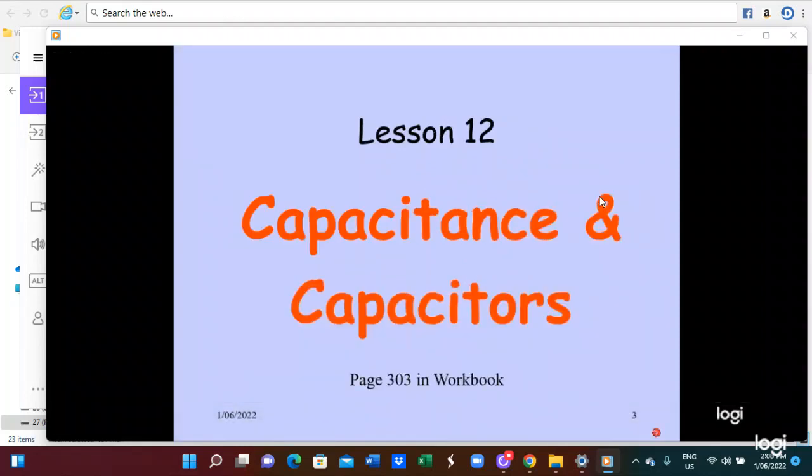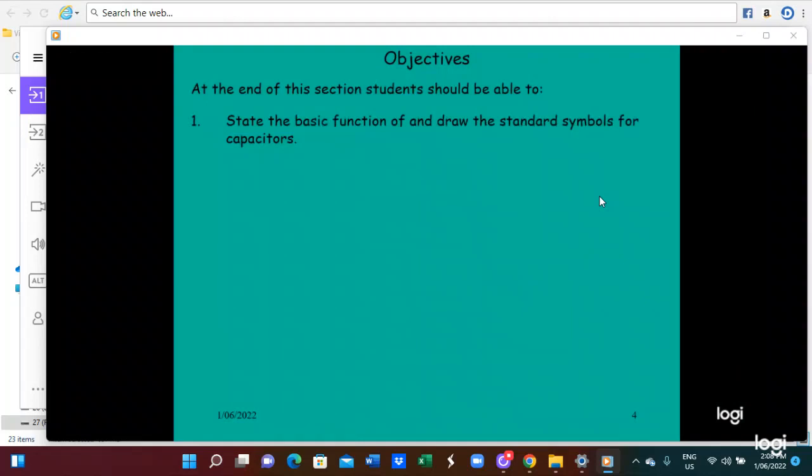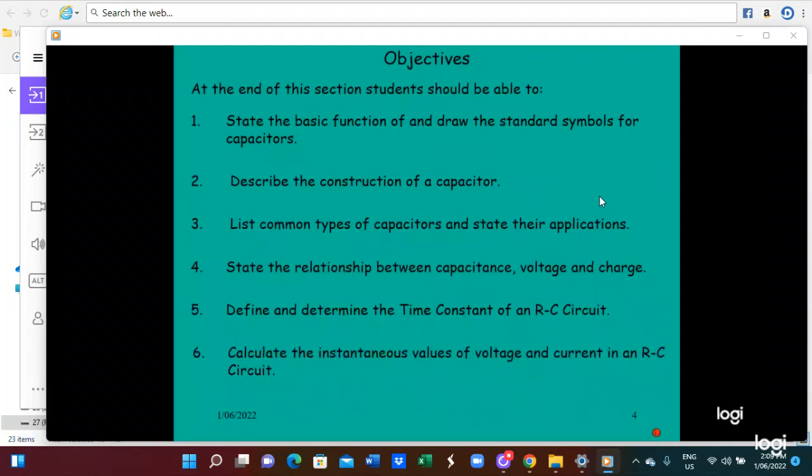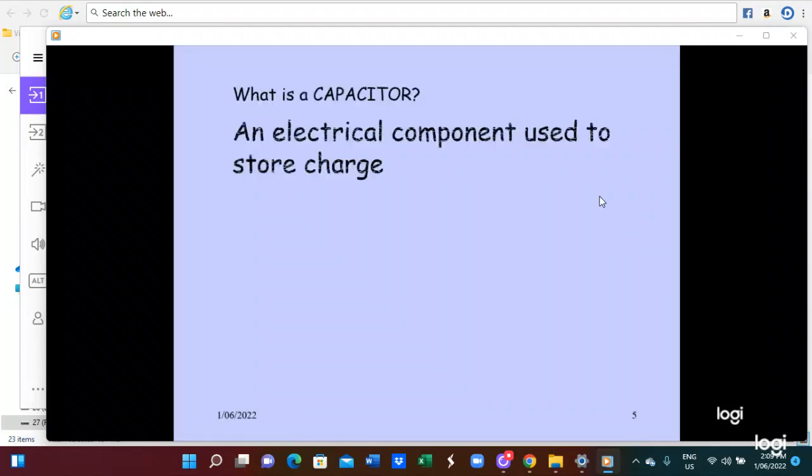At the end of this session, students should be able to state the basic function and draw the standard symbol for the capacitor. Describe the construction of the capacitor, list the components of capacitors and state their applications, state the relationship between capacitance, voltage and charge, define and determine the time constant of the RC circuit, and calculate the instantaneous voltage and current in the RC circuit. The capacitor is an electric component used to store charge.